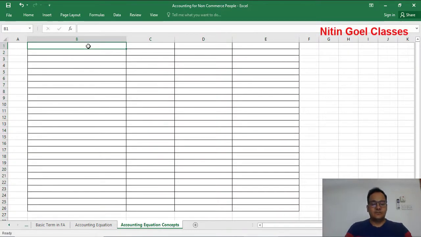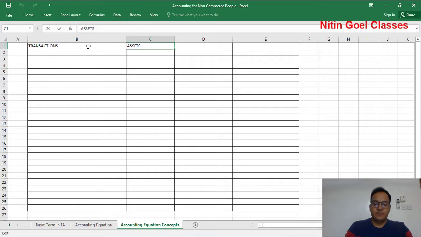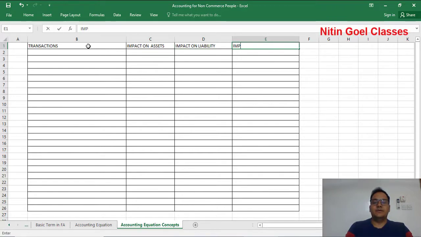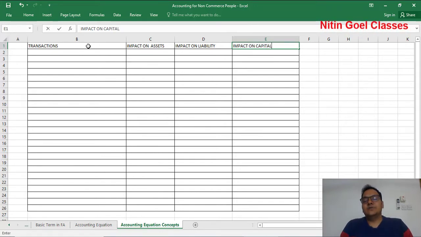In the first column, we are going to take transactions. Second, we are going to take impact on assets. Then impact on liability. Then impact on capital or owner's equity. Why am I doing accounting understanding this way? Because this will make the concepts very clear for you.